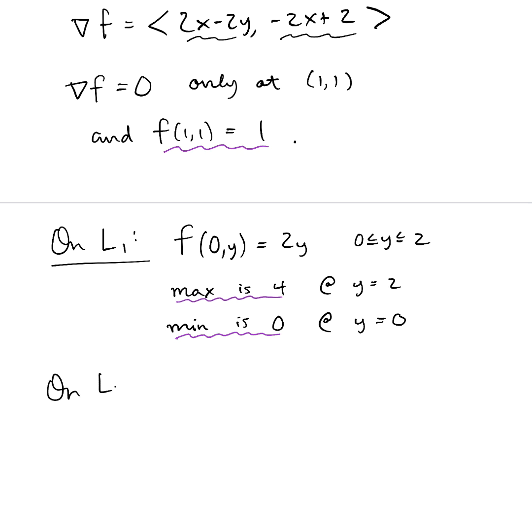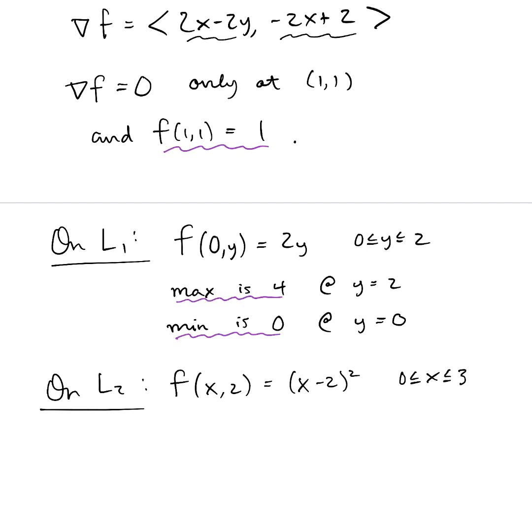So now, totally separate problem. On L2, well, we're interested in what the function comes out to on L2, and every point on L2 is of the form (x, 2). And if you plug that in, when the dust settles, you get quantity (x - 2) squared. And we're interested in that quantity for x values between 0 and 3. Those are the x values along L2.